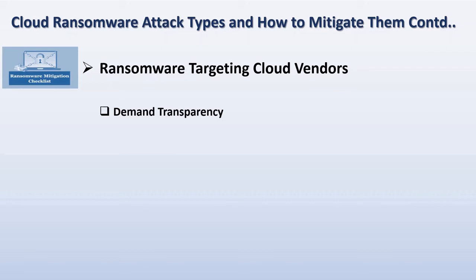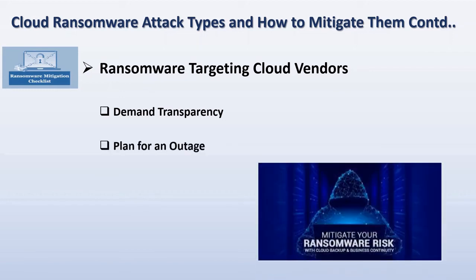Demand transparency. Service providers often have their own ransomware recovery plans. Ask your provider to provide their plan to assess the vendor's ability to respond during major disasters, including ransomware attacks. Plan for an outage. To ensure business continuity, you should have a plan of your own that outlines how to continue operations during vendor outages.